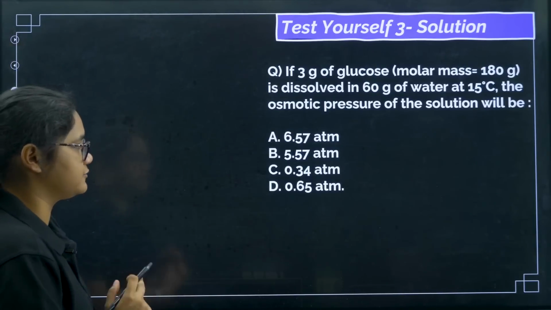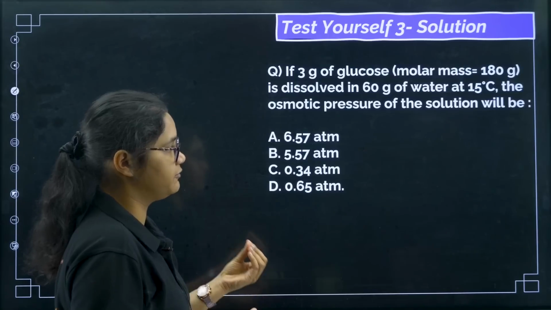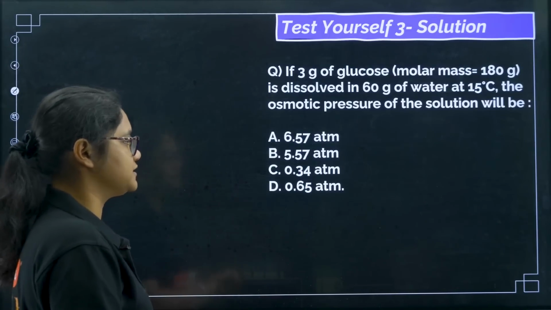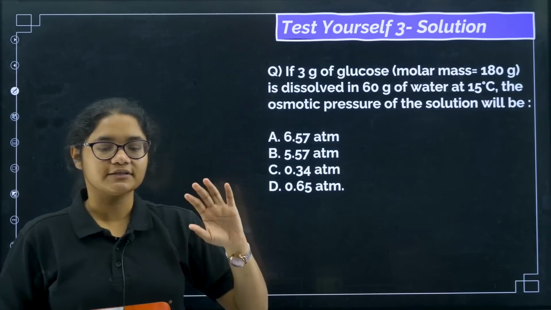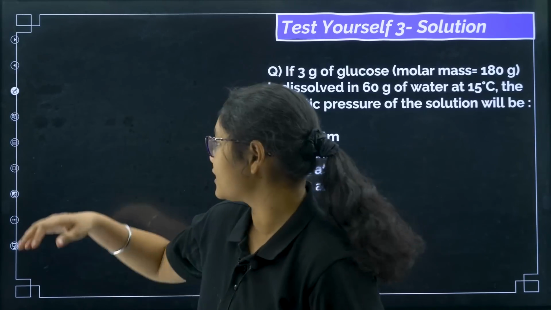Next we have a homework question for all of you. If 3 gram of glucose is dissolved in 60 gram of water at 15 degrees Celsius, the osmotic pressure of the solution will be? This is a homework question. You all have to try this question and put down your answers in the comment section.